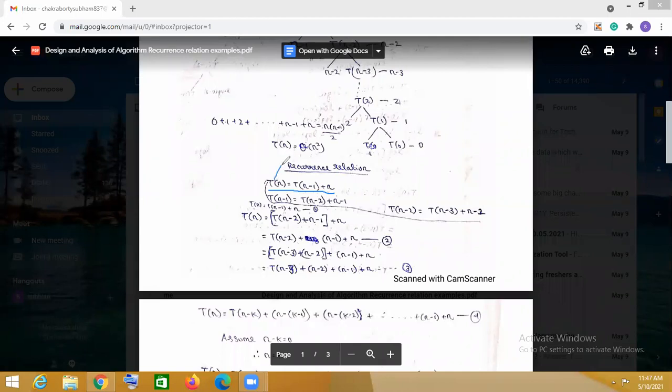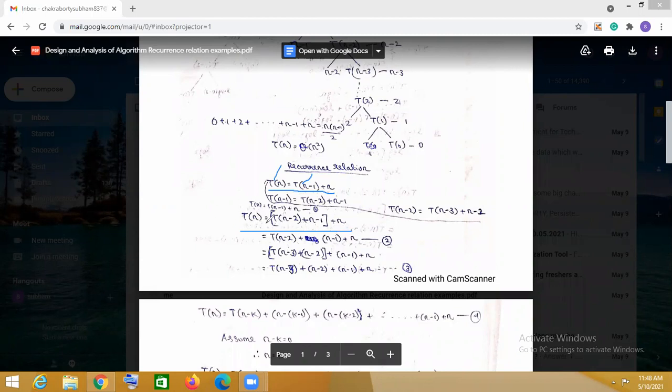Now, to find the value of Tn, we first have to find the value of Tn minus 1. How can we find Tn minus 1? We substitute n minus 1 in place of n. Then the function becomes Tn minus 1 equals Tn minus 1 minus 1, that is Tn minus 2, plus n minus 1. So Tn minus 1 becomes Tn minus 2 plus n minus 1. That's how this substitution is made.